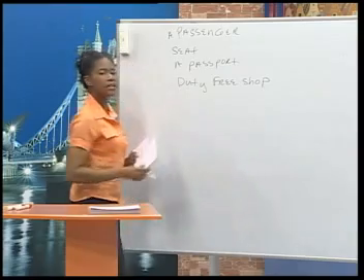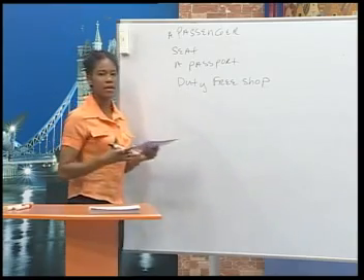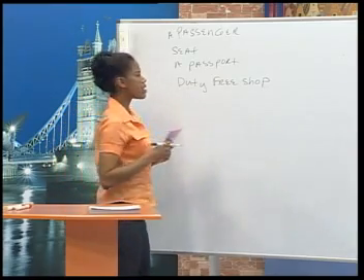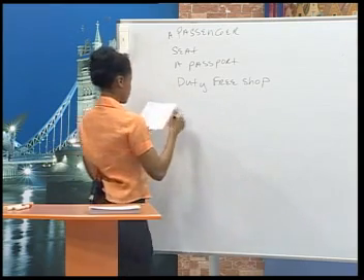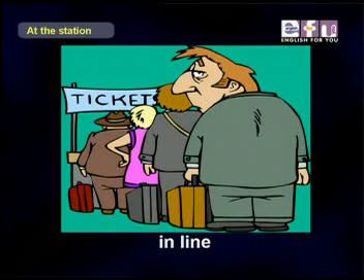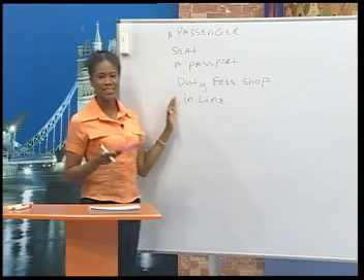People like to buy things at the airport. They can buy chocolates, cigarettes, etc. in the duty-free shops. Duty-free shop. People usually have to wait in line at the ticket office to buy a ticket. In line.